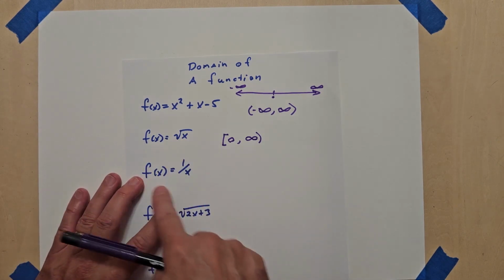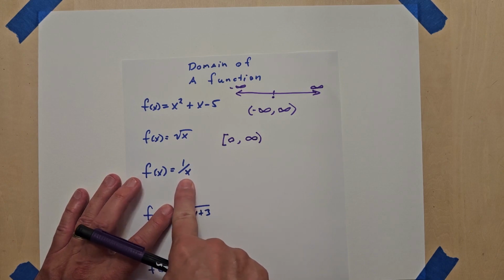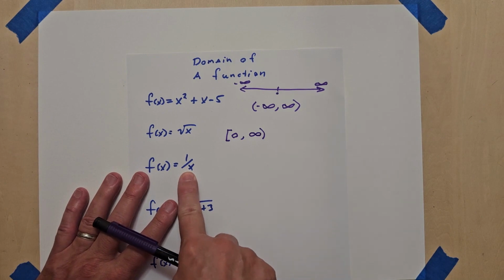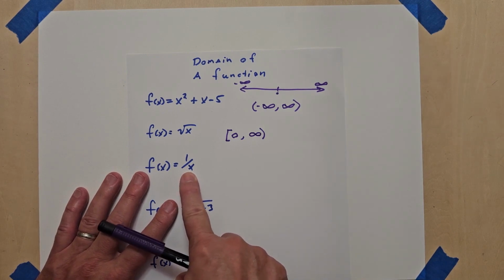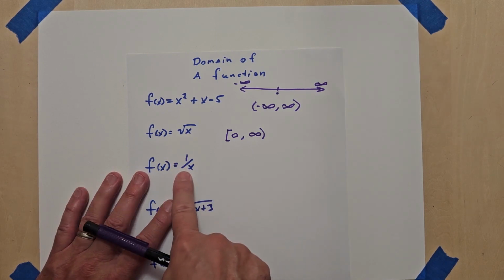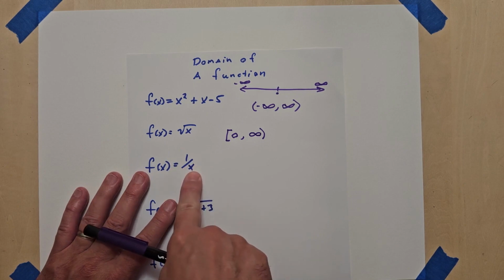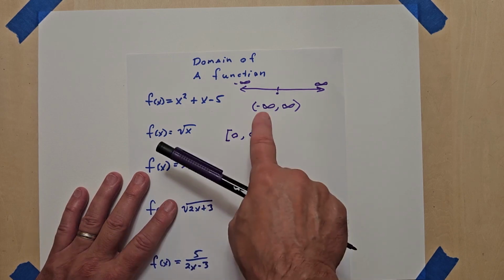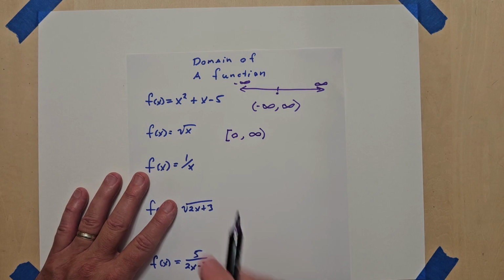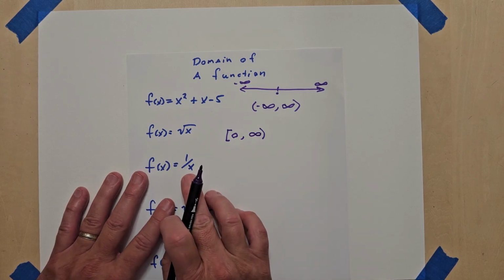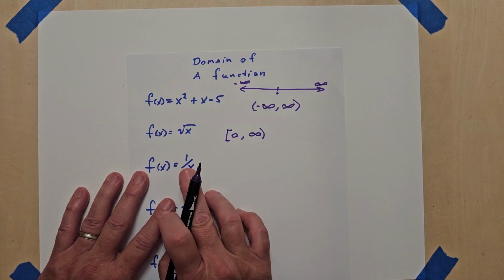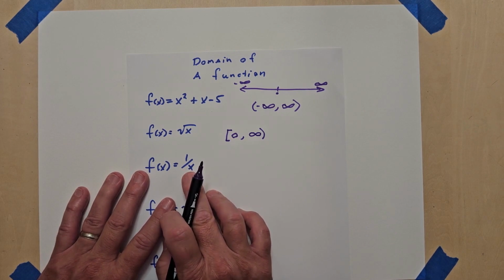The other thing that could cause a problem with domain issues is when we're dividing and we have the variable in the denominator. In fact, this situation with the square root and this situation with dividing where the variable may be in the denominator, those are really the only two things you're going to need to look out for that might prevent your domain from simply being everything. In this case, for the most part, any real number here works just fine, except 0.